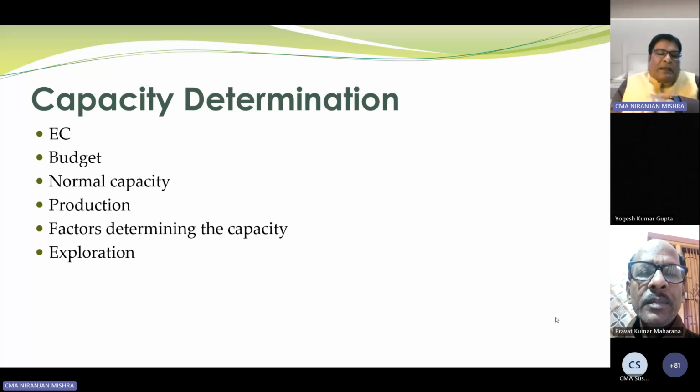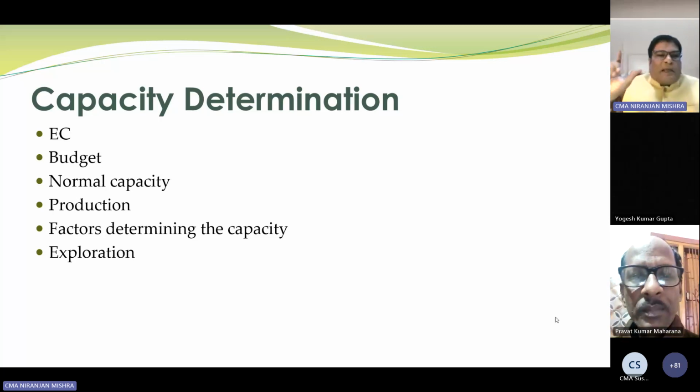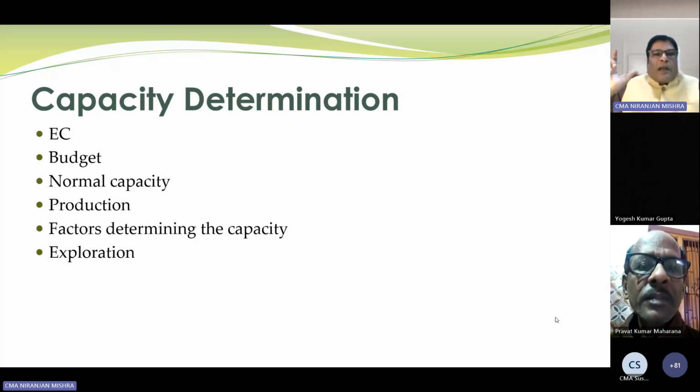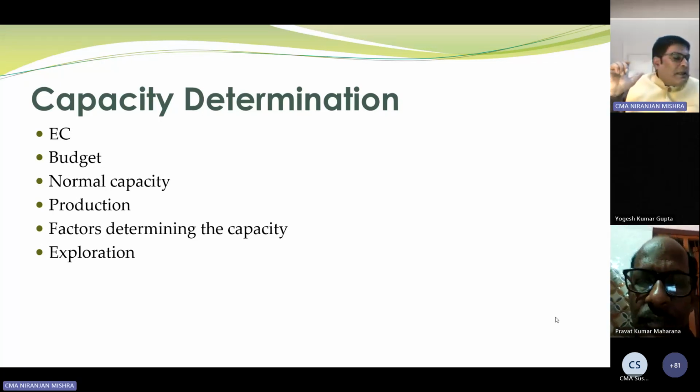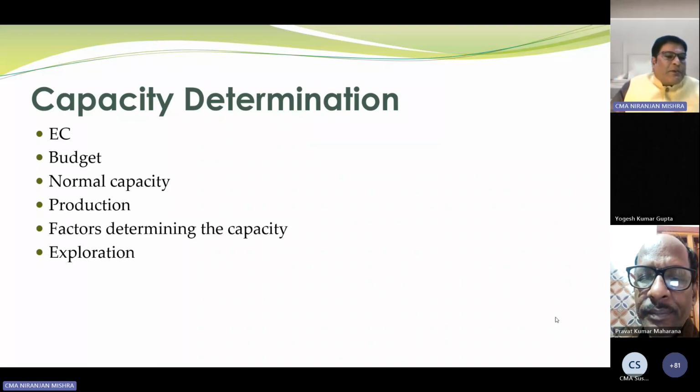In this EC, say X MT is fixed. That means 1 lakh million ton, which you have to raise in 5 years. But the capacity given in the EC may not be feasible for the company to produce.